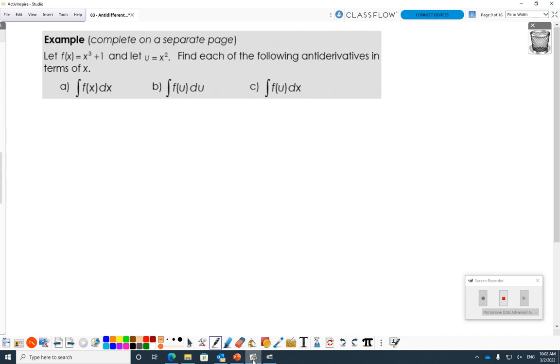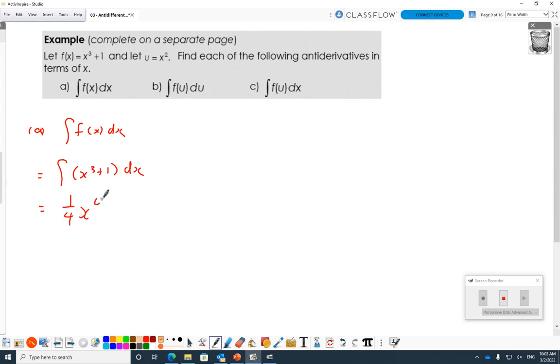Basically the same thing again, so I'll do it fairly quickly. Because that first time through, it's like, I don't know what you're up to here. It says find each of the following antiderivatives in terms of x. So A says find the integral of f(x) dx. f(x) is x cubed plus 1. I'm finding that with respect to x, and I get 1/4 x to the 4th plus x plus c.